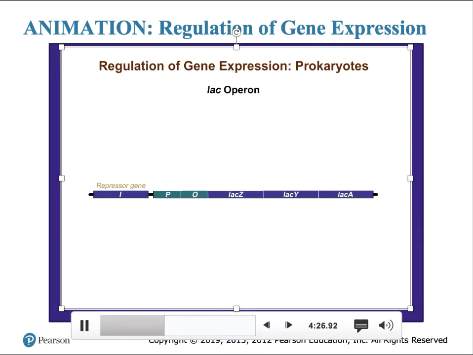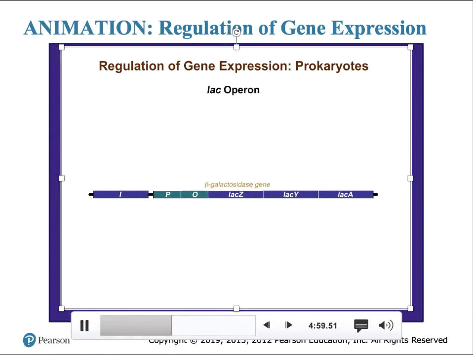Repressor gene. The repressor gene encodes the repressor protein. Unless lactose is present, this protein binds to the operator region of the Lac operon and prevents transcription of the structural genes. Promoter, operator. The promoter is the binding site for RNA polymerase and for the catabolite activator protein, CAP. The operator contains a binding site for the repressor protein.